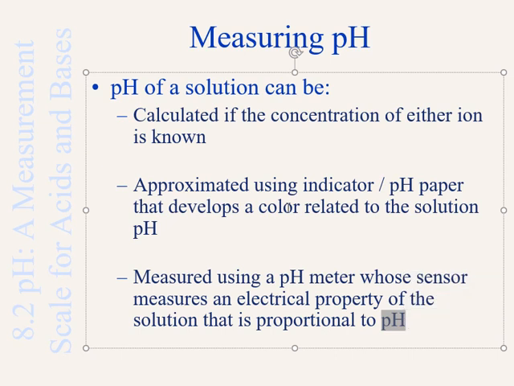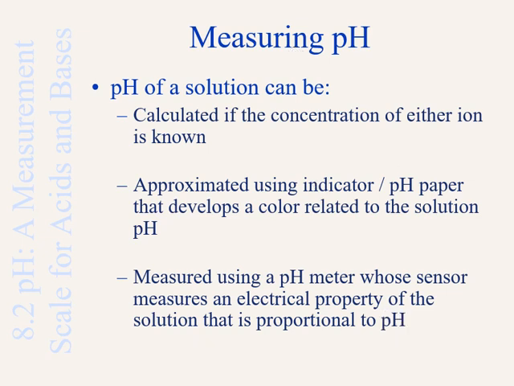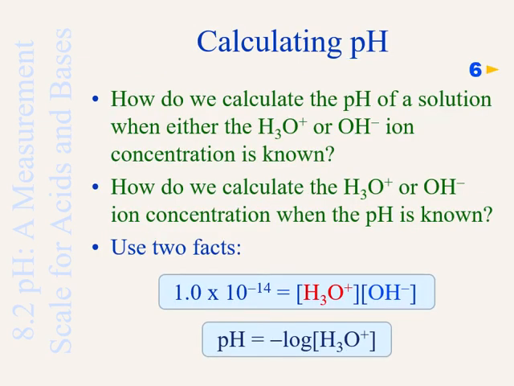Another way of finding the pH of a solution is by using indicator strips, which are just dyes that change color depending on what the pH of the solution is. Some dyes will turn red if the pH is between 1 and 2, others will turn brown if it's between 2 and 3, and so on. So by using various combinations of dyes, we can figure out what the pH of the solution is.